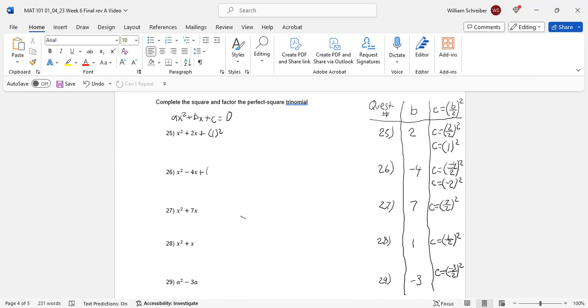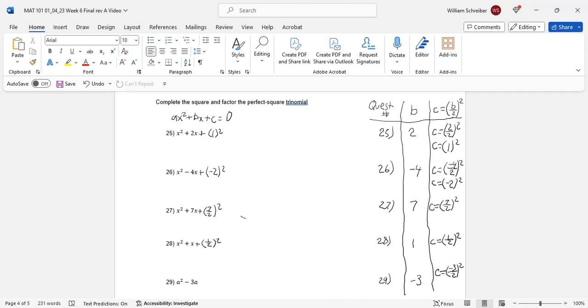Open parenthesis, -2, close parenthesis squared. For 27, we're just going to add the c value, plus open parenthesis, the c value is 7 over 2, close parenthesis squared. For number 28, the c value is 1/2. We're going to add that c value: plus open parenthesis, 1/2, close parenthesis squared.